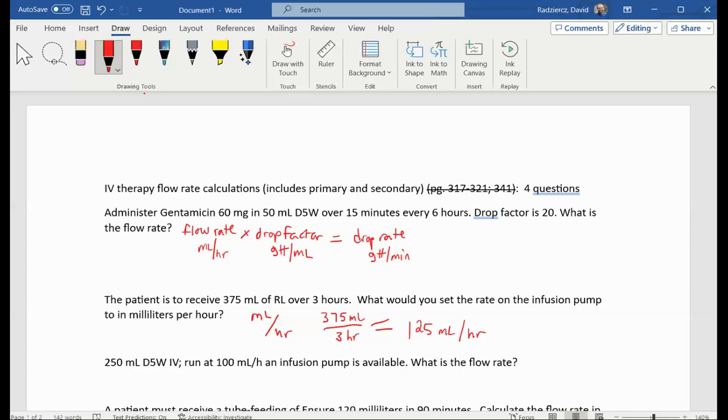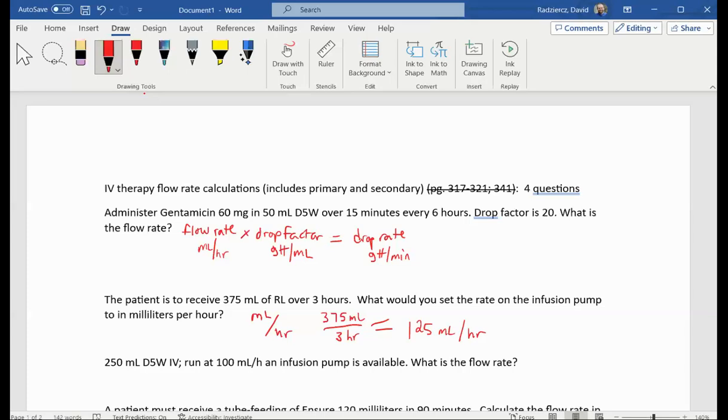So how do I solve this particular problem? I need to know two pieces of information. I need to know the flow rate and I need to know the drop factor. So I'm going to look at my question. Administer gentamicin, 60 milligrams in 50 milliliters dextrose 5% water over 15 minutes every 6 hours. It gives me the drop factor is 20. So even though it doesn't give me the units, we know that the units are drops per milliliter. Okay, it's how we convert what's coming out of the tubing.